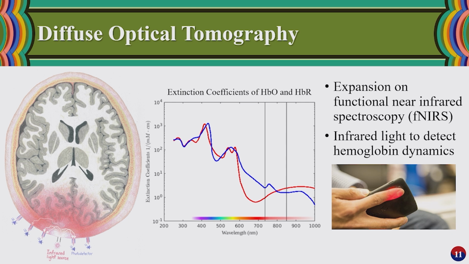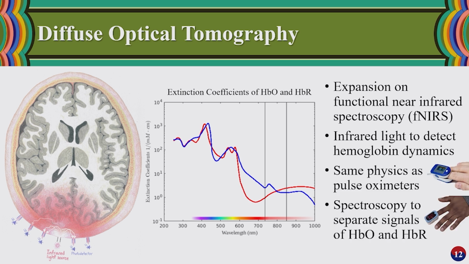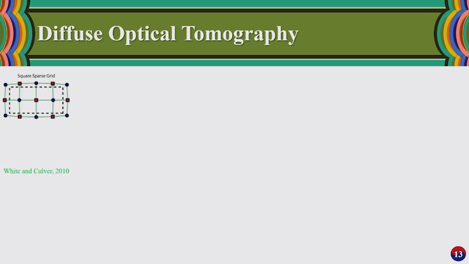Since at those wavelengths, the primary cause of signal fluctuations are changes in hemoglobin, blood oxygen dynamics dominate the DOT signal. The use of two or more wavelengths of light allows for the separation of signals arising from oxy and deoxyhemoglobin. This is the same physics as pulse oximeters, though instead of measuring absolute signals from one point, DOT uses multiple measurements to mathematically localize where in a volume these signals were originating.